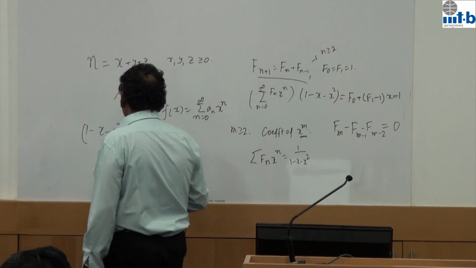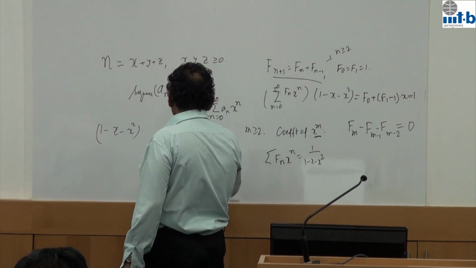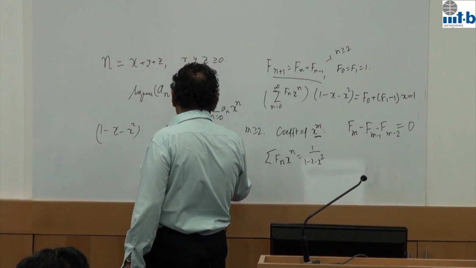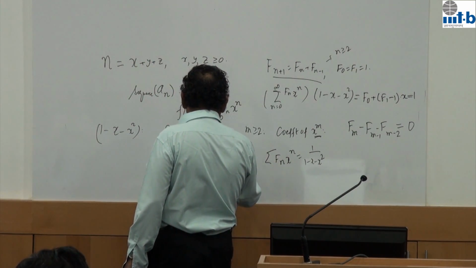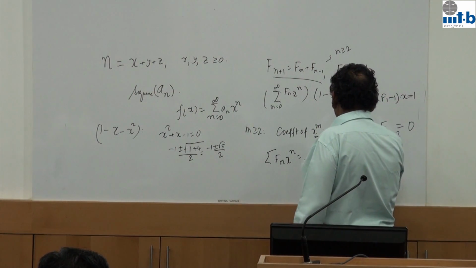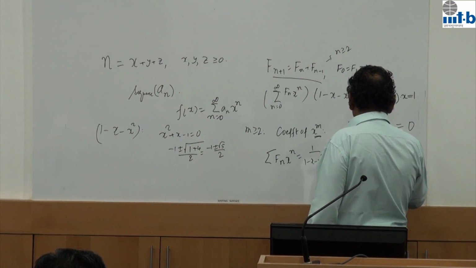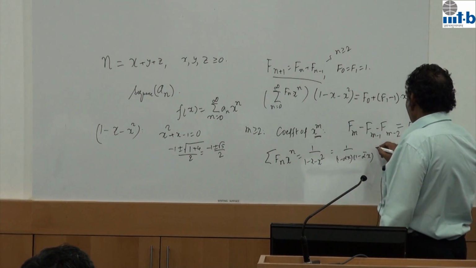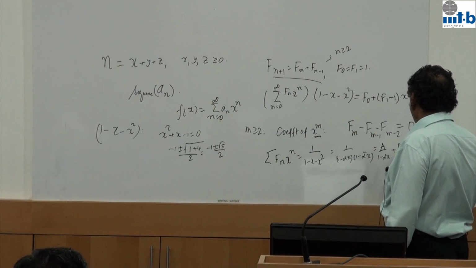And what are the roots of this? Let us write as x square plus x minus 1 equal to 0 by the standard things, and it is equal to minus b plus or minus square root of b square minus 4ac by 2a, which is equal to minus 1 plus or minus square root of 5 over 2. Call this number alpha, and therefore essentially what you have is 1 minus alpha x into 1 minus alpha bar x. Okay, which all of you know can be written as A by 1 minus alpha x plus B by 1 minus alpha bar x.